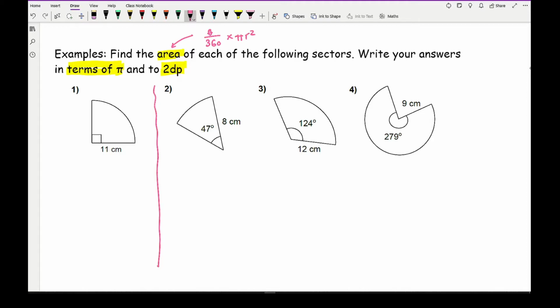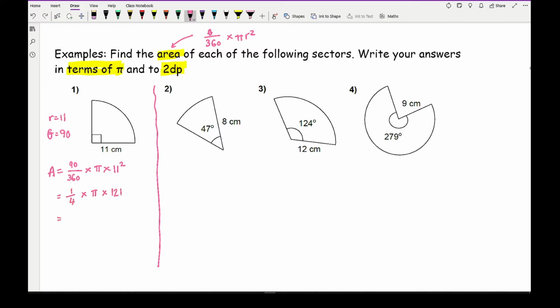So here we've got that r equals 11, and our angle, although it's not mentioned, is 90 degrees. So substituting into our formula, since we're working out the area, we've got 90 over 360 multiplied by pi times 11 squared. Now with this, what we want to try and do is simplify where possible. So 90 over 360 is basically a quarter, times pi times 11 squared, which is 121.